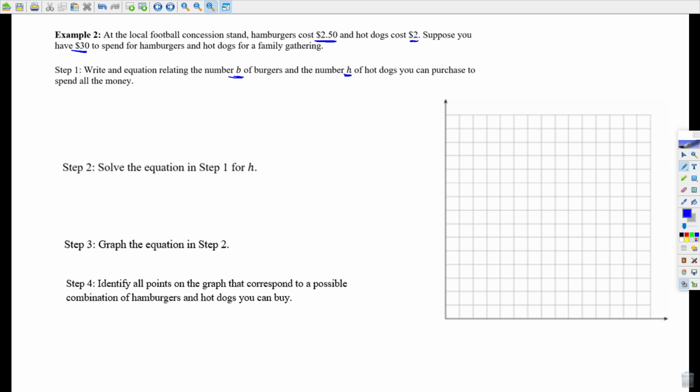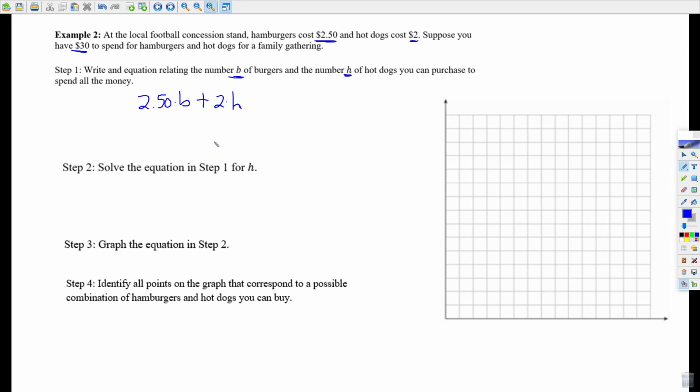So how are we going to do this? We're going to make a linear combination. But we're also going to have it equal our $30. So we're going to first off make the linear combination. So it costs $2.50 for the hamburger. So we'll do $2.50 times the number of burgers we get. So $2.50B. And then we're also going to be buying the hot dogs for $2. So we're going to add 2 times the number of hot dogs you buy. So this would be the linear combination.